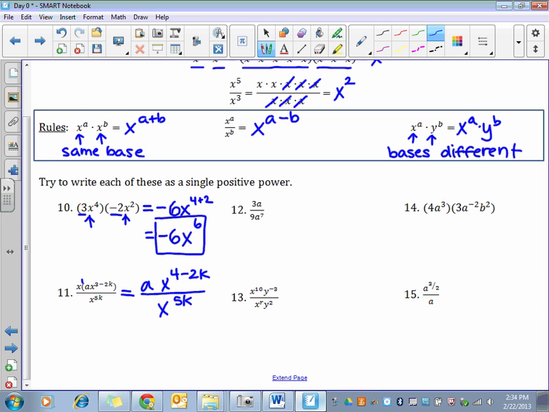I can't touch the a, but again, I still have the same base for x. And so with the exponents, since I'm dividing now, I will subtract the exponents. So a times x raised to the 4 minus 2k minus 5k power. And I can simplify the exponent, so that would be a times x to the 4 minus 7k power. Pause the video now and try 12 through 15.